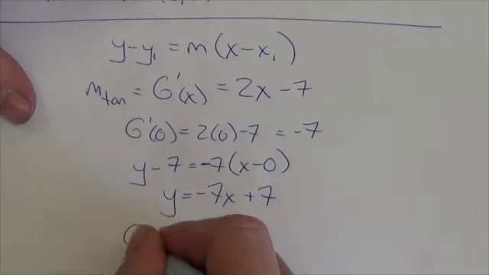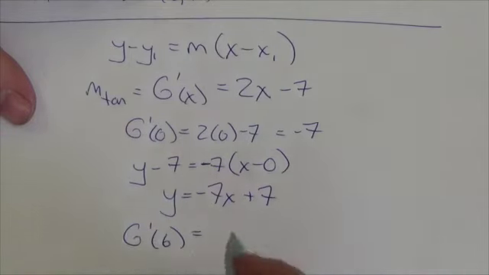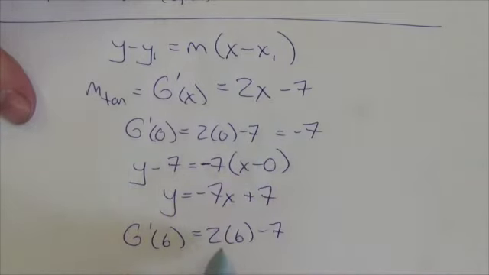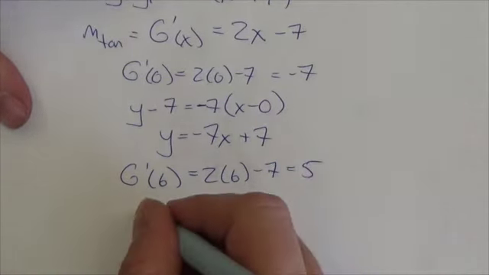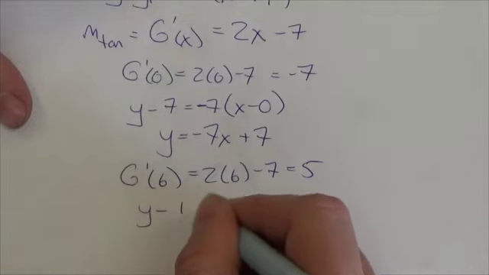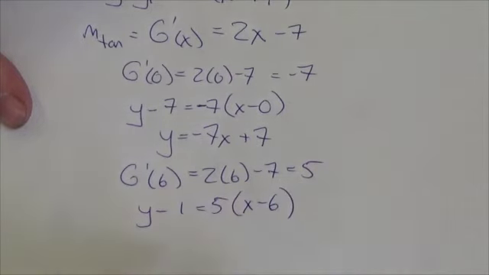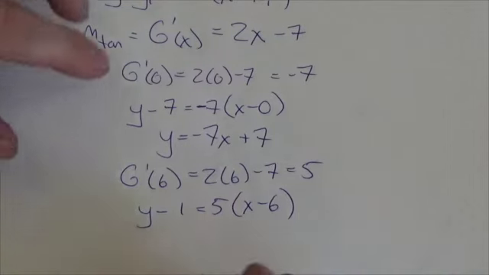Our second tangent line is going to be where x is equal to 6. So I plug that in at 2 times 6 minus 7. Well, 12 minus 7 is 5. And so my slope is going to be 5 here. So my equation in point-slope form will be y minus 1 is going to equal 5 times x minus 6. And then you can put this in whatever form you need to finish this question. But that's how you do it.